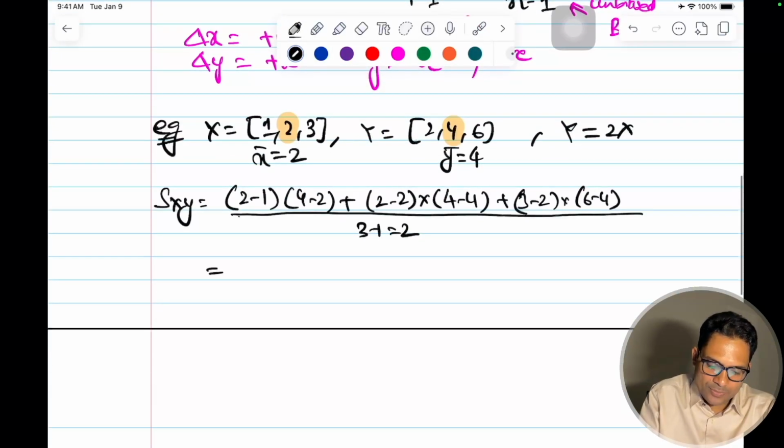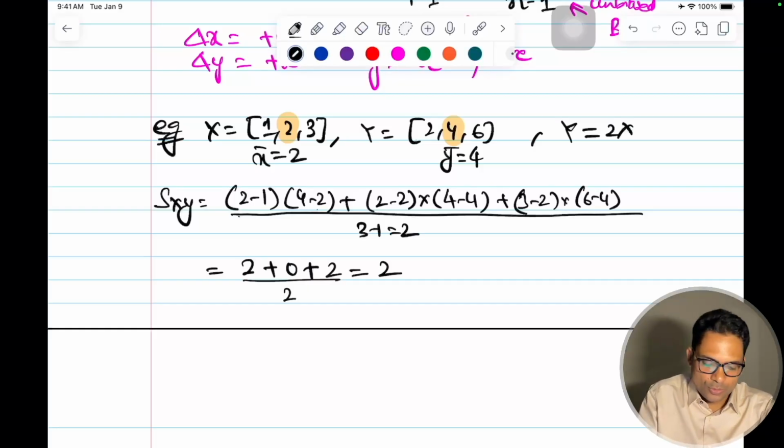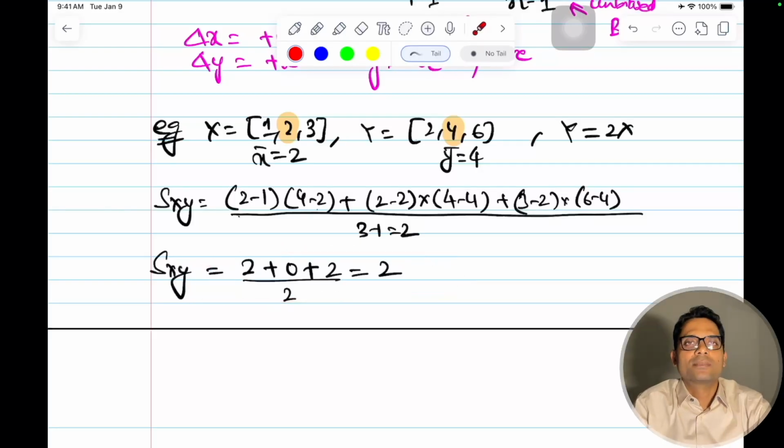So this will be 2 minus 1 is 1, 1 into 2, this is equal to 2, plus 0, plus 3 minus 2 is 1 and 6 minus 4 is 2. So this will be equal to 2. So my sample covariance is 2. This is simply how we calculate covariance. Very simple, no problem. And that's what it shows, that this is positive.